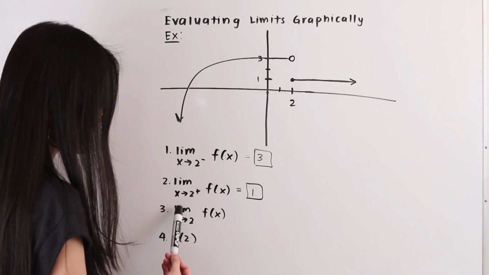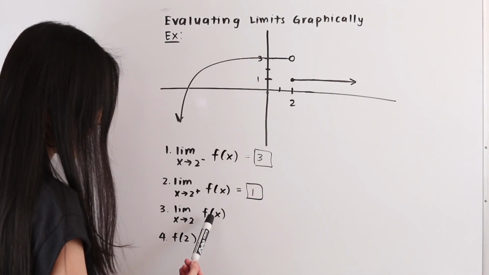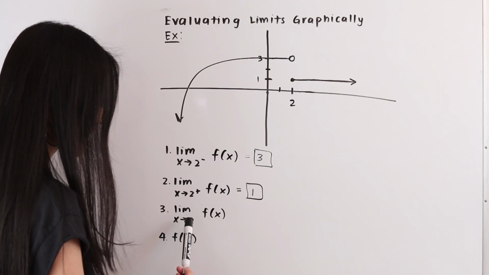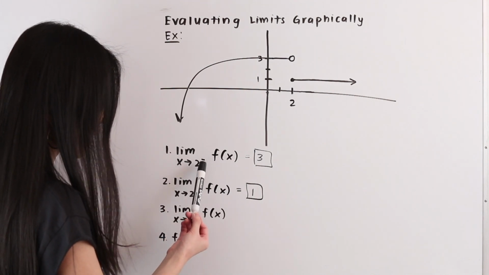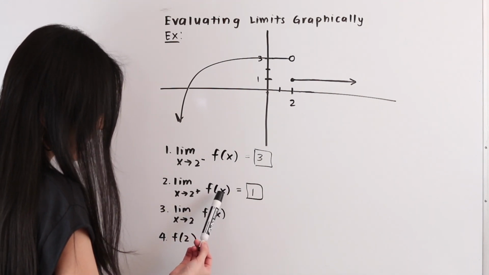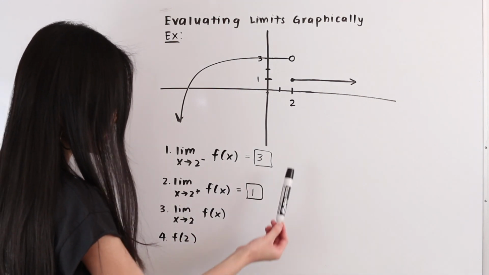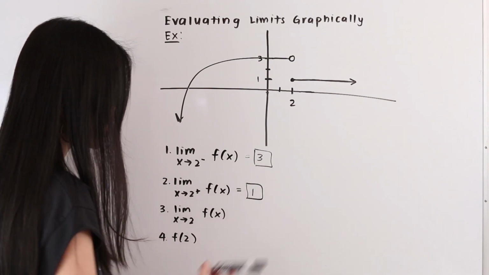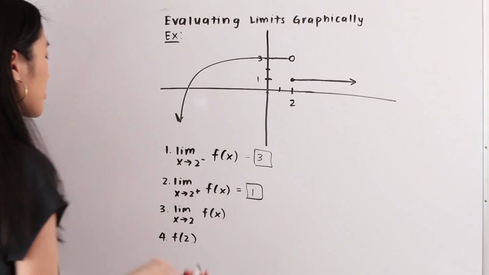In problem 3, we have the limit as x approaches 2 of f of x, and in order for this limit to exist, the limit as x approaches 2 from the left of f of x and the limit as x approaches 2 from the right of f of x have to be equal to each other, but we can see here that these two limits are not equal to each other, so this means that this limit does not exist.